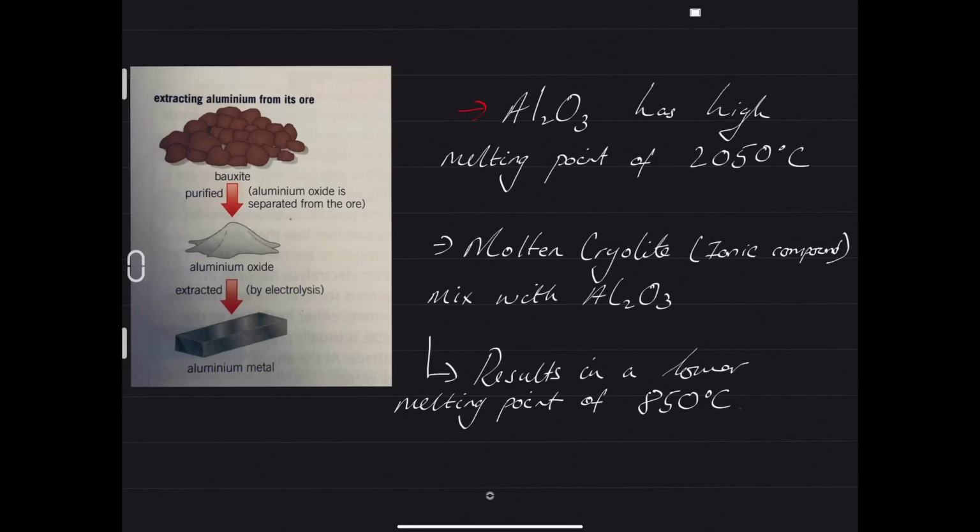So in essence, I'll repeat again, the aluminium oxide is mixed with molten cryolite to lower its melting point, reducing the energy needed to extract the aluminium. So if we go from this temperature to this temperature, this means that we have less energy costs.